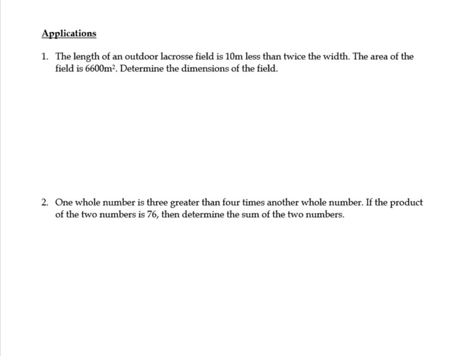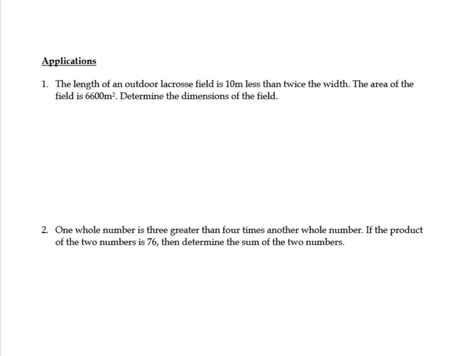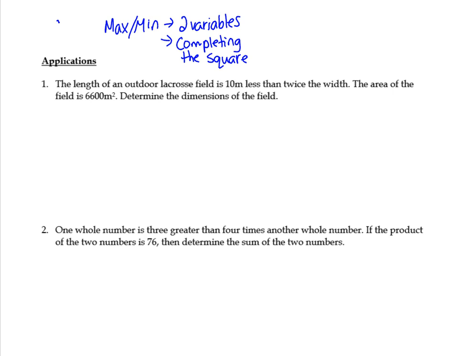The length of an outdoor lacrosse field is 10 meters less than the width. So this is a little bit different than the max-min problems, okay? When you have a max-min problem, we always had two variables. And we solved the maximum or minimum by completing the square. So that's chapter 3. In chapter 4, we're going to solve quadratic problems.